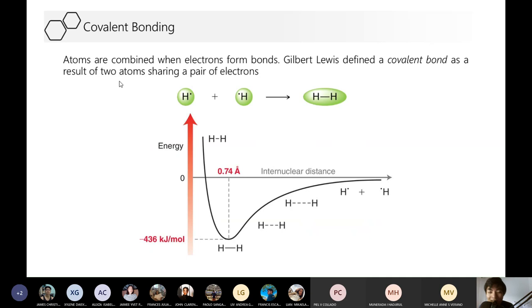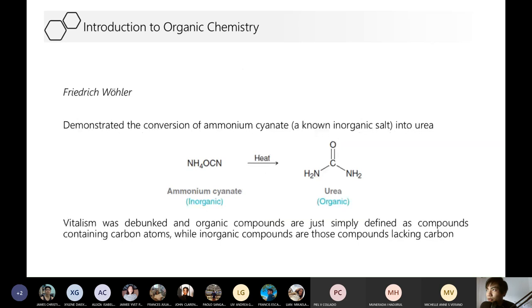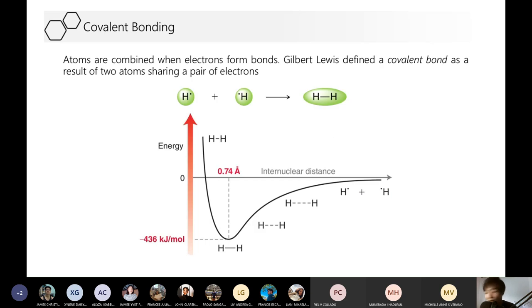Paano ba nagkaroon ng org chem talaga? Kasi naputol yung kwento natin, di ba? Ang alam natin, si Friedrich Wöhler, nagawa niya yung synthesis ng organic compound from inorganic compound, tapos org chem na agad. Not really. So, meron pa yung mga precursors, bago tayo magkaroon ng organic compounds.